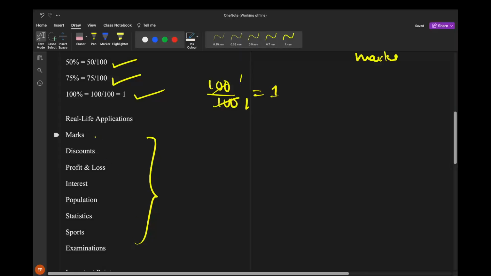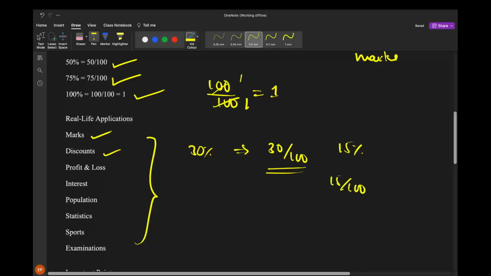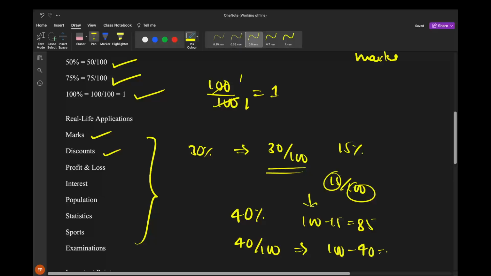Whenever we say marks, we'll use percent. Discounts: 10% discount, 30% discount. What does it mean? It means they are giving 30 rupees discount per 100 rupees. That's why it's called a 30% discount. 15% discount means they are giving 15 rupees per 100 rupees. If you buy 100 rupees worth, they will give 15 rupees discount. So how much you have to pay? You have to pay 100 minus 15, which gives us 85. A 40% discount means they are giving 40 rupees discount per 100 rupees, so you have to pay 100 minus 40, which is 60. Like that.